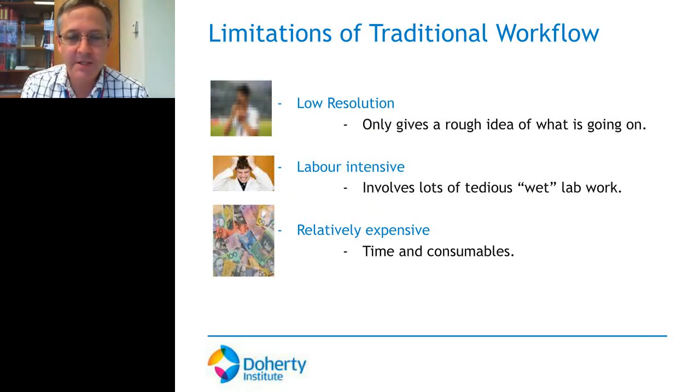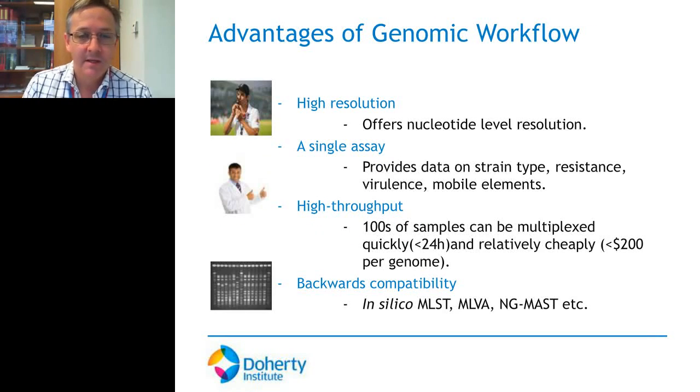What are the limitations of this current workflow? Well, they've worked very well for us for many years and they've led to a lot of good microbiological outcomes, but they are reasonably low resolution, a number of these. And so we have a rough idea of what might be going on with the spread of bacteria, for example, but we don't necessarily have the detail. Some of them are labour intensive and some of them are relatively expensive in terms of time, particularly staff time and consumables. And so what are the potential advantages of a genomics workflow then?